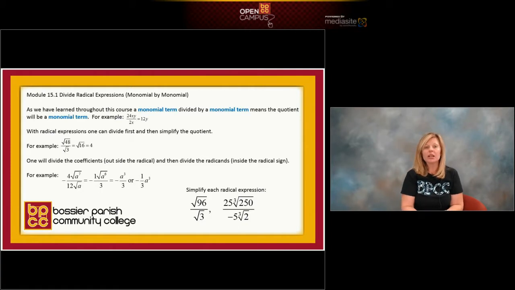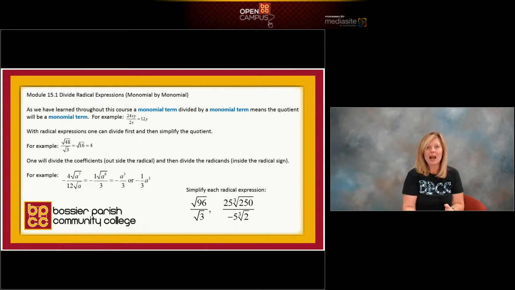Okay, if you look here, we have coefficients, 4 and 12. So we would divide those first. 4 and 12 have in common the greatest common factor of 4. So 4 divided by 4 would be 1. 12 divided by 4 would be 3. So that's where we get the fraction 1/3 from.